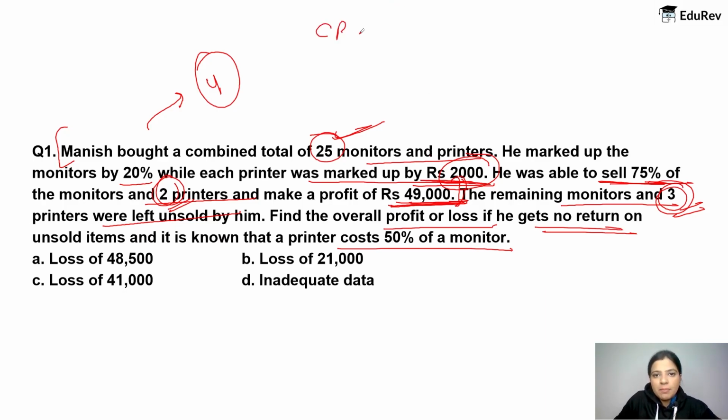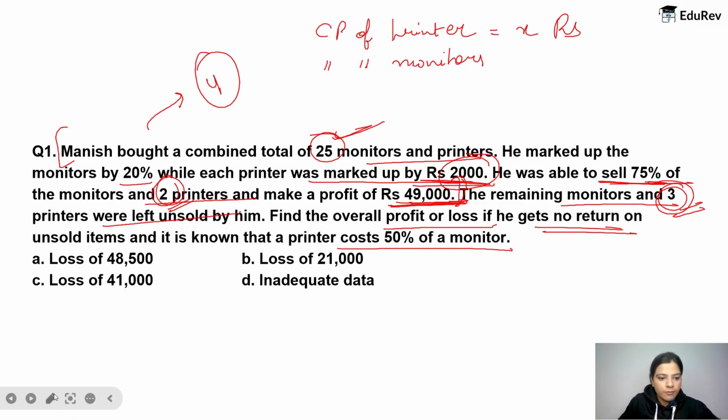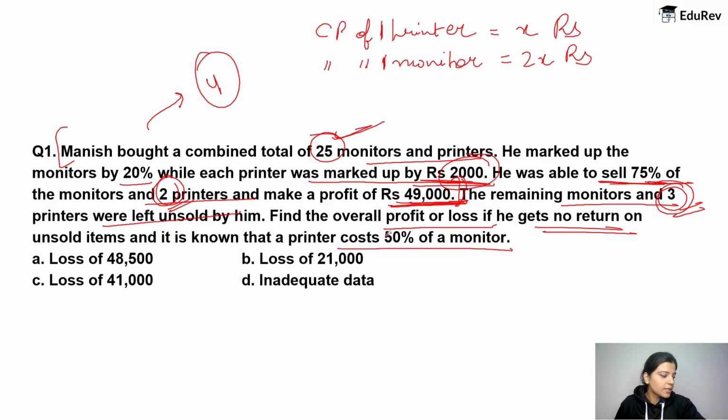So let's say if CP of printer is X rupees, this means CP of monitor is nothing but 2X. So CP of monitor is 2x rupees. I'm talking of CP of one printer and CP of one monitor. Now you know that profit made on one printer was 2,000 and he marked up the monitor by 20%.